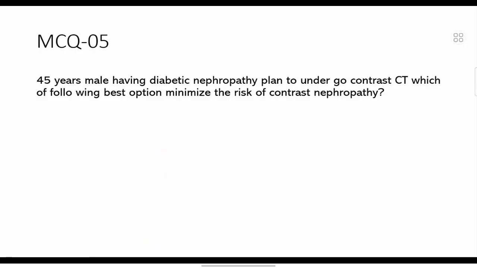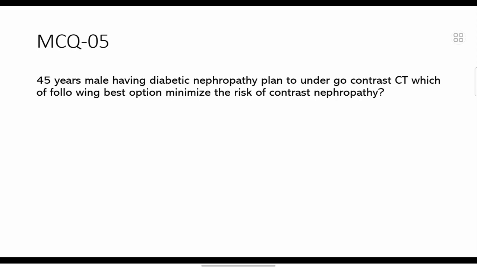A 45-year-old male having diabetic nephropathy plans to undergo contrast CT, CECT. Which of the following is the best option to minimize the risk of contrast nephropathy? The patient already has diabetic nephropathy, and we are planning a CECT. Contrast is a killing factor, so it can worsen the nephropathy, and patients can end up in acute kidney injury. For that, we have to do certain things to prevent acute kidney injury. So what options do we have? That is the MCQ.